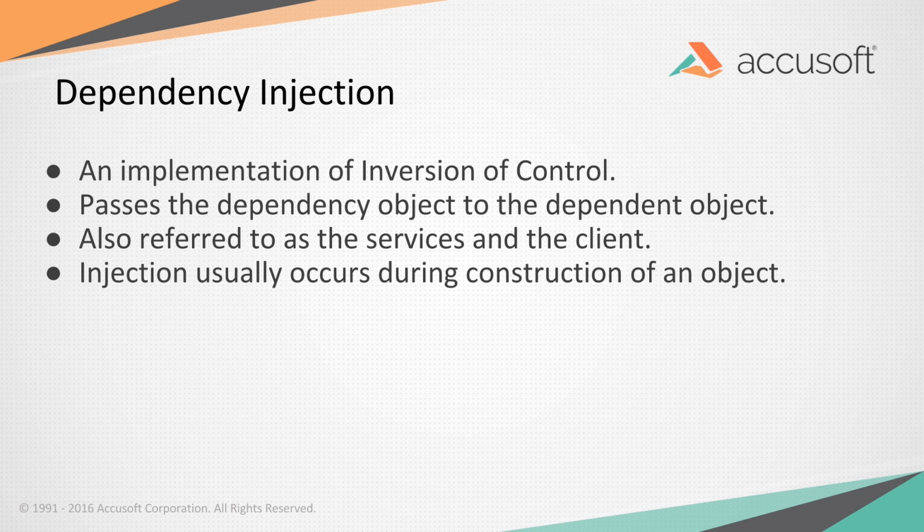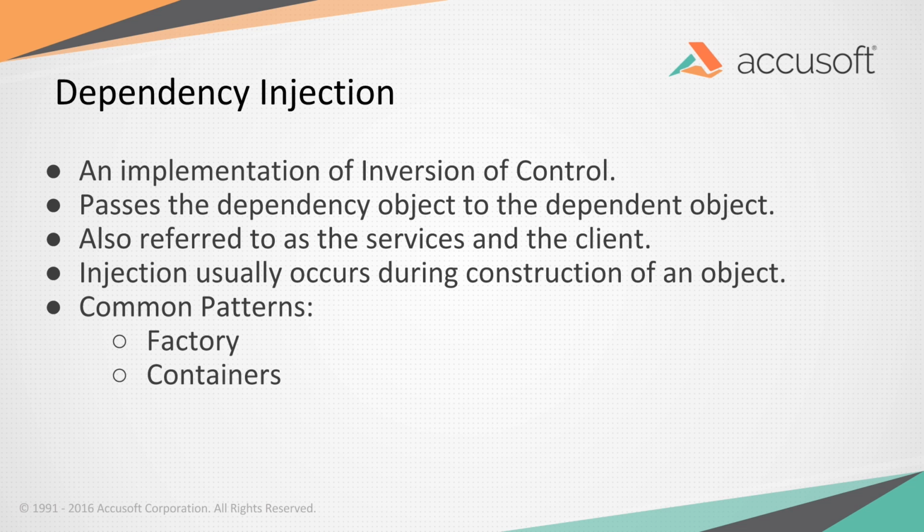And the injection usually occurs during the construction, but sometimes your framework will pass it through properties. It just depends. And so there's a few major patterns. There's the factory pattern and the container pattern. They're kind of simple, but what the factory pattern does is it says, I'm going to create this object based upon the type you have given to me. Whereas containers say, I'm going to manage this set of objects, and you may request an object from it.